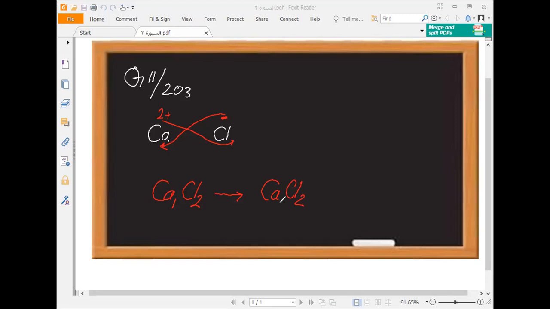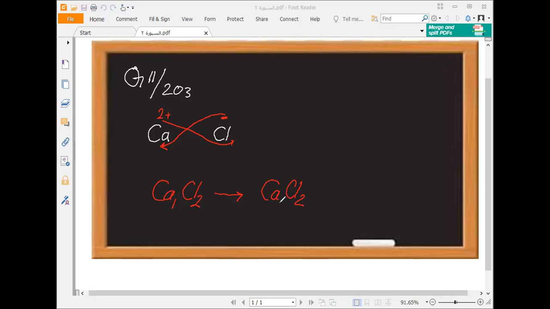Please write the answer. Can you repeat the explanation, teacher, as fast as you can? Why did we put Cl2, teacher? Because we used 2 chloride.